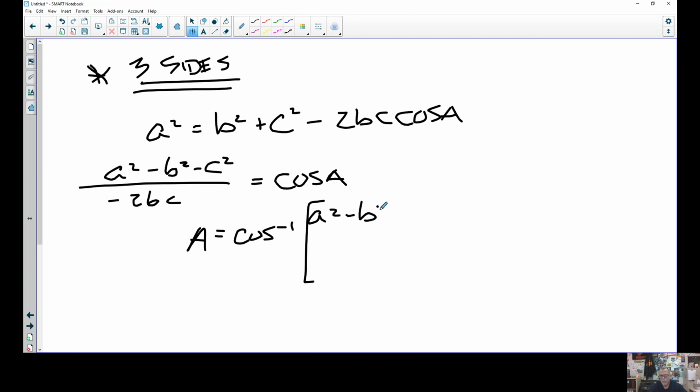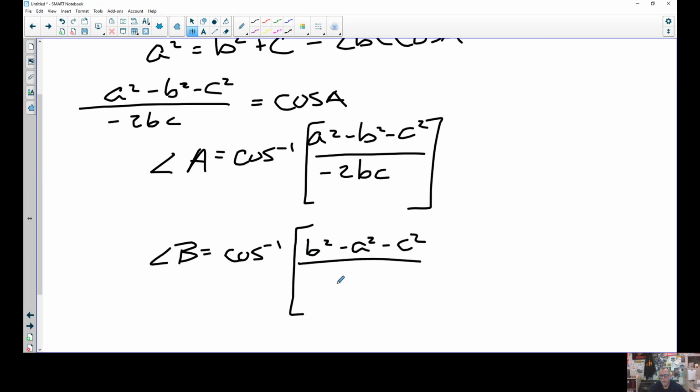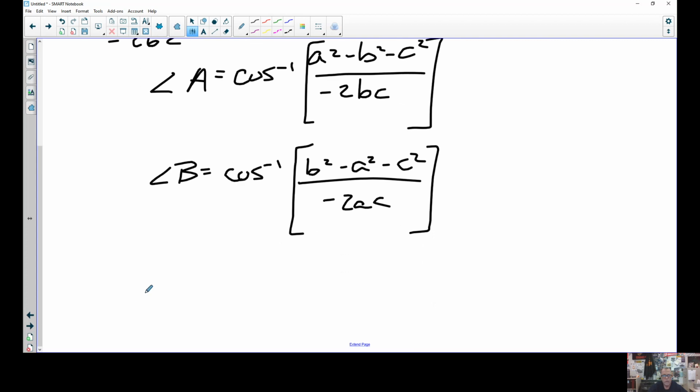A squared minus B squared minus C squared over a negative 2BC. So what do you think I would do if I wanted to find angle B? Well, angle B would be equal to cosine inverse of, and then what are we going to start with? We're going to start with B squared now, minus A squared minus C squared over a negative 2AC, right? And finally, I can do angle B, or angle C, sorry.